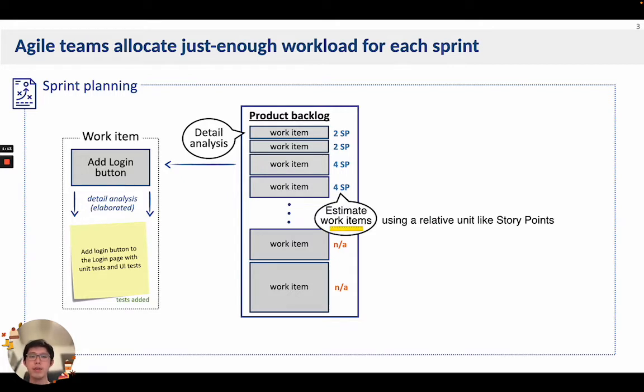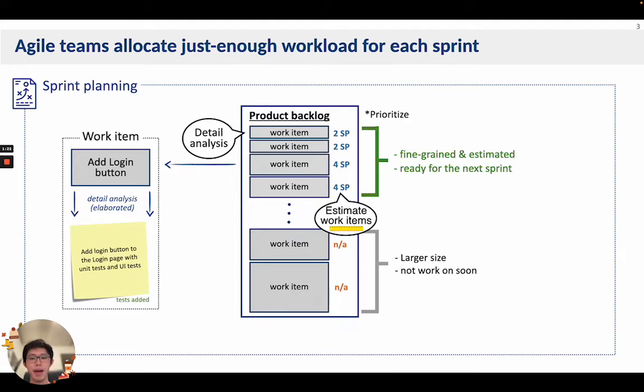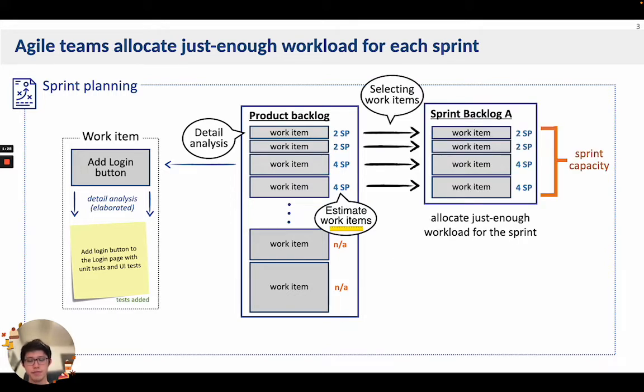Then, the team estimates the size of work items. They usually use a relative unit like story points. After that, the team prioritizes the backlog and selects work items on the top of the product backlog to work on in the next sprint, while ensuring that the total effort fits the sprint capacity.